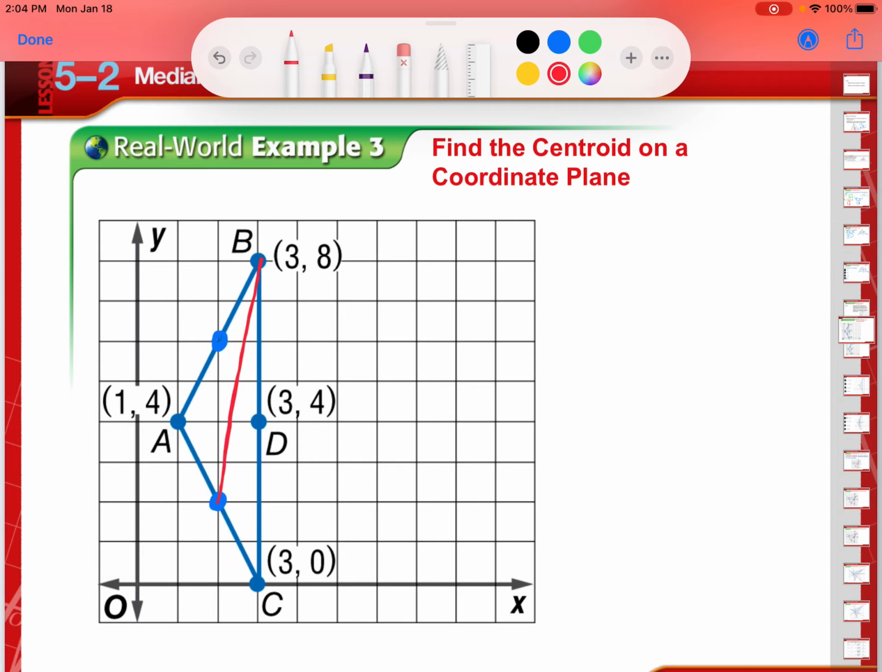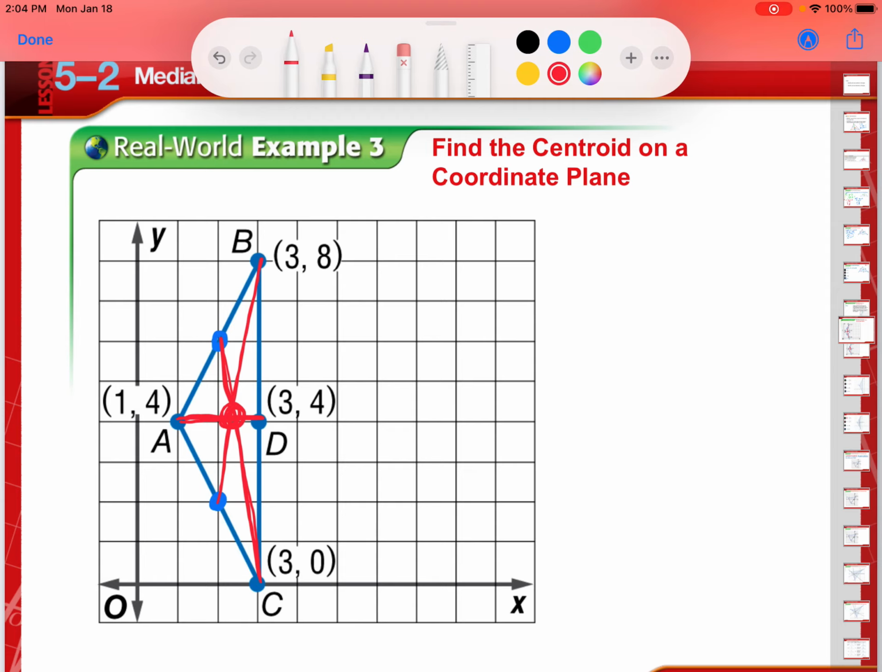Now, I'm going to draw in my medians and get a rough estimate of where my centroid is going to be. So it's going to be somewhere in here. Now, that's not exact though.